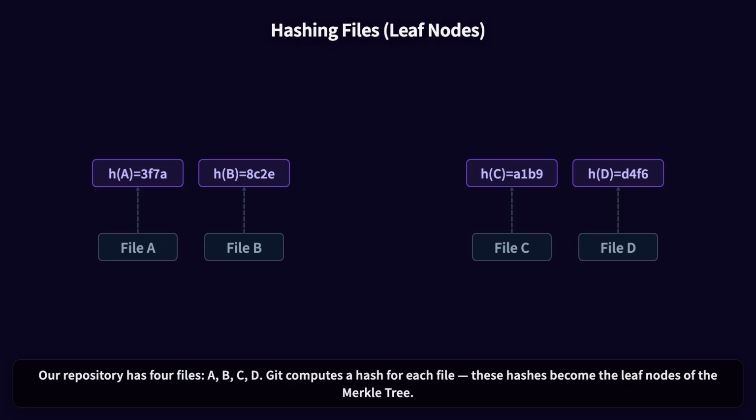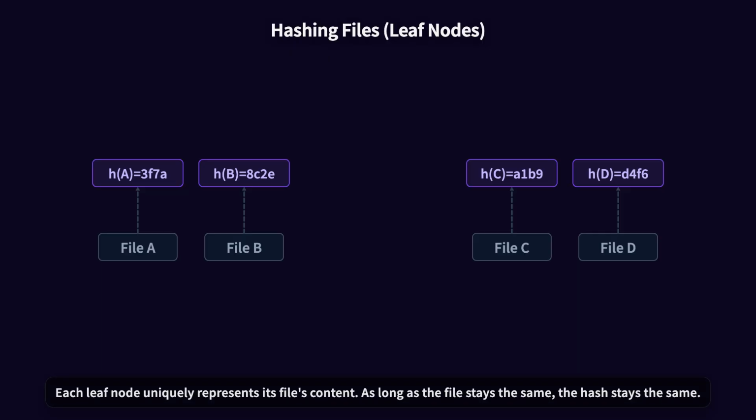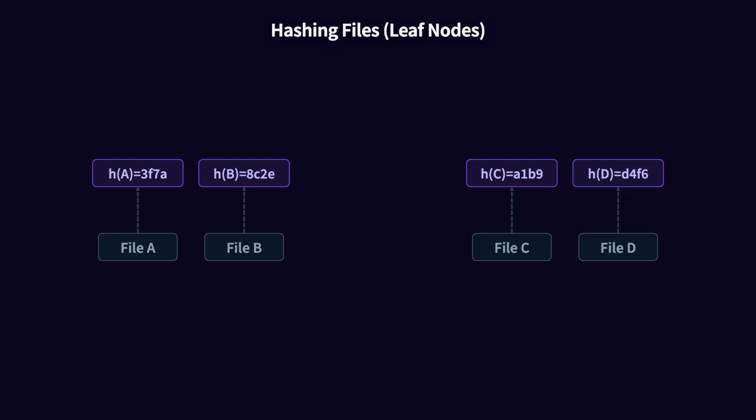Our repository has 4 files: A, B, C, D. Git computes a hash for each file. These hashes become the leaf nodes of the Merkle tree. Each leaf node uniquely represents its file's content. As long as the file stays the same, the hash stays the same.